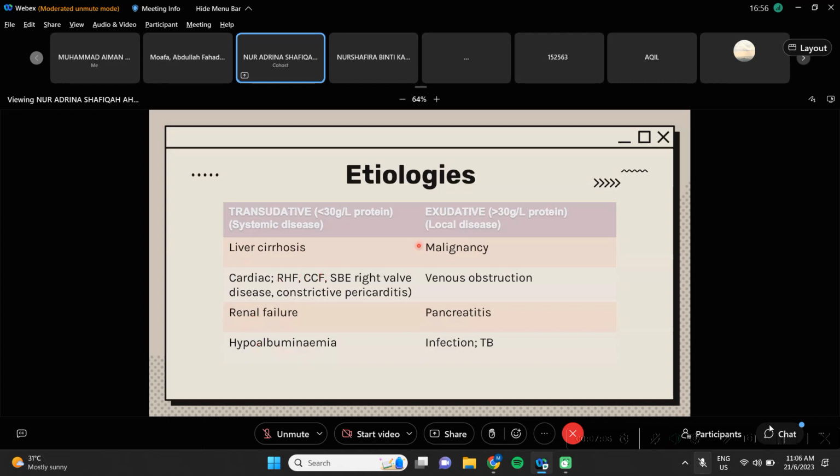For exudative, the ascites is caused by fluid that gets out of the vasculature together with albumin or protein. Most probably we can understand it by inflammation. It's easy to differentiate: transudative is when there is increased hydrostatic pressure or decreased oncotic pressure, and exudative is because of inflammation. Listed here are malignancy, venous obstruction, inflammation, pancreatitis, and infections, for example TB.